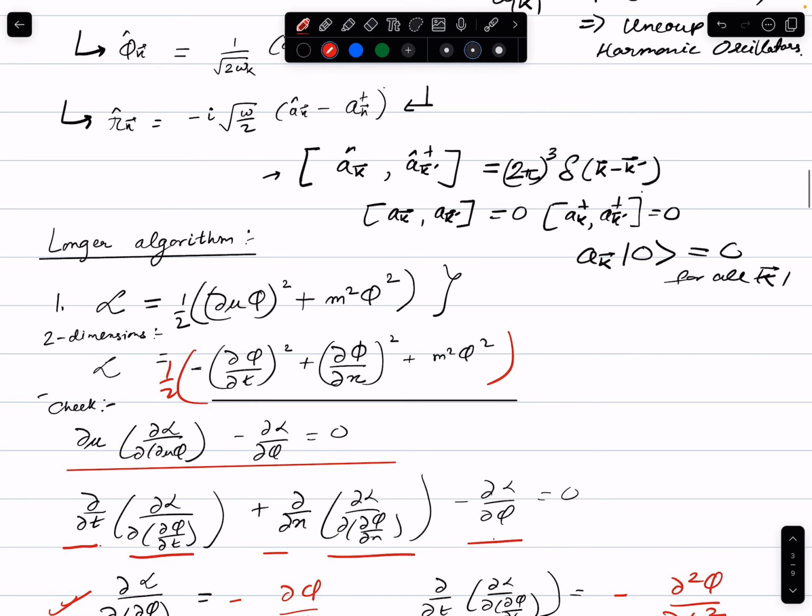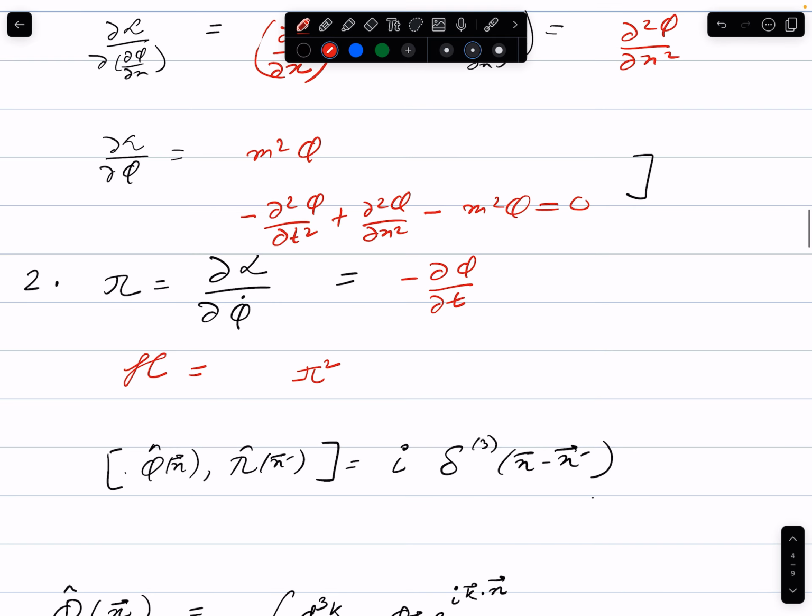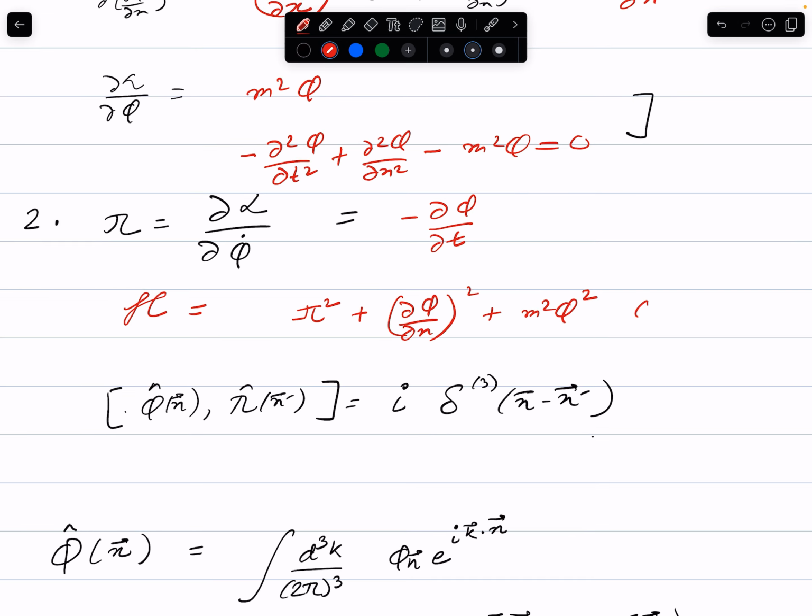This will remain and this will remain, so you will get pi square plus del phi del x square plus m square phi square, and this is in 1 plus 1 dimensions, with one space and one time. In 3 plus 1 dimensions it is the same, except now we have 3 derivatives, del phi del x, del phi del y, del phi del z. So it is the square of all of those, meaning the square of the gradient, not the Laplacian, because the Laplacian is a second derivative: the gradient of phi squared plus m square phi square. Okay.